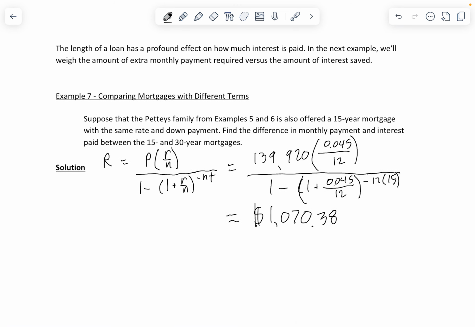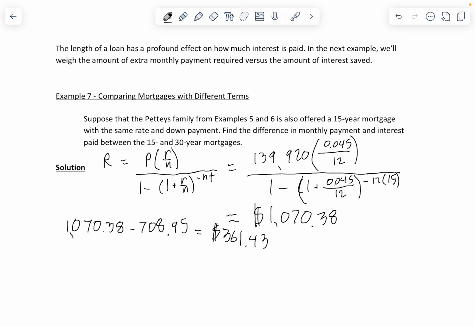So let's see. For the 15-year loan, it's $1,070.38. For the 30-year loan, it's $708.95. Okay. The difference there is $361.43. So they'd end up paying $361.43 more every month for the 15-year loan versus the 30-year loan. But let's figure out how much interest is saved.